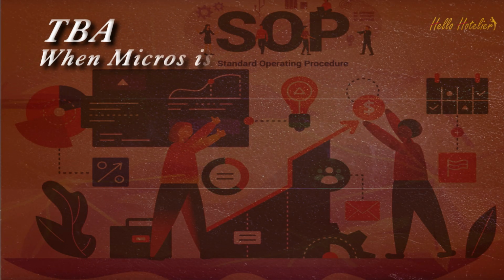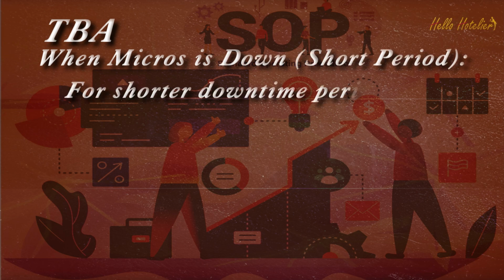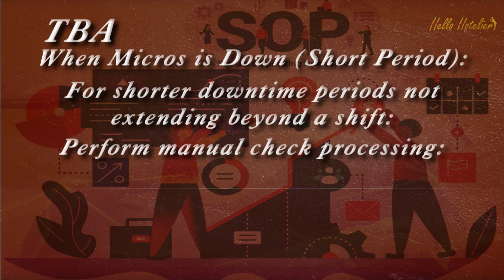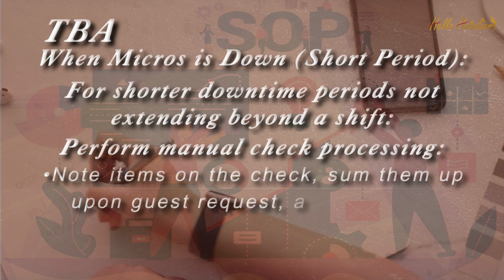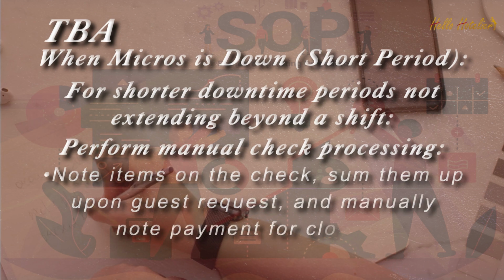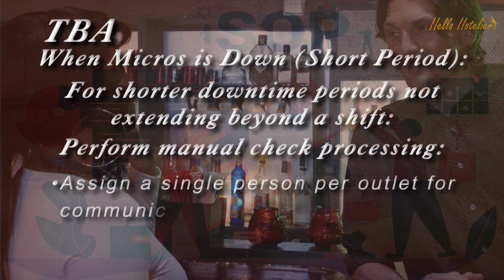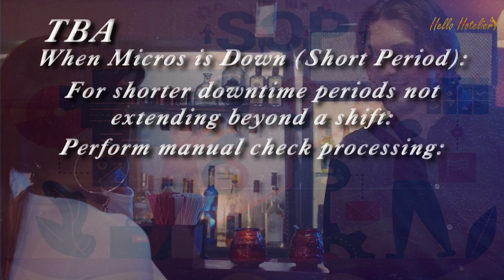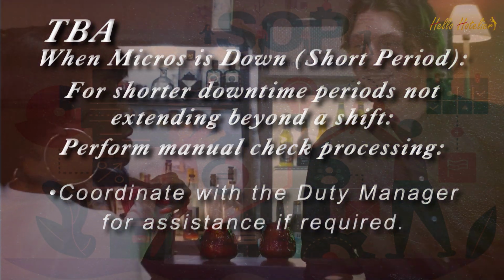When Micros is down, short period. For shorter downtime periods not extending beyond the shift, perform manual check processing. Note items on the check, sum them up upon guest request, and manually note payment for closure. Assign a single person per outlet for communication with kitchen and bar to ensure accurate order delivery. Coordinate with the duty manager for assistance if required.